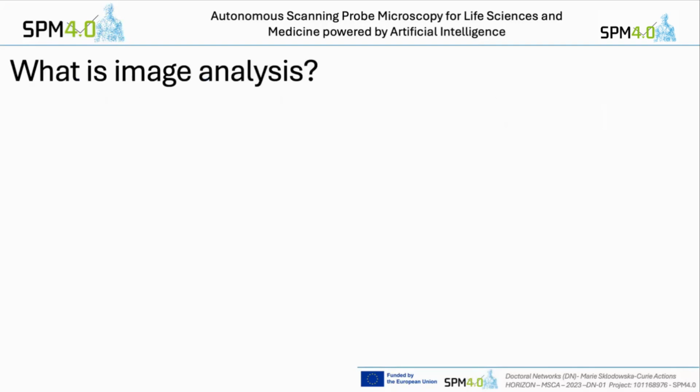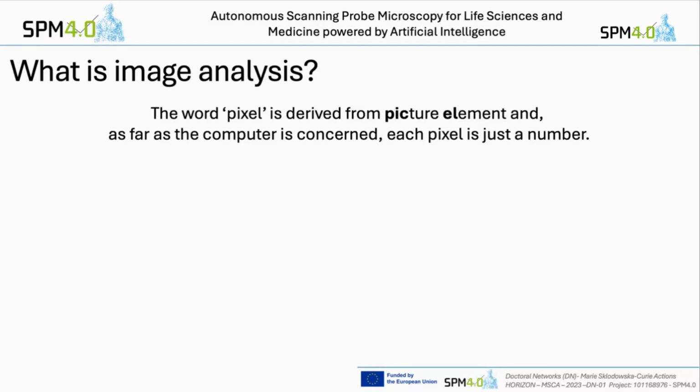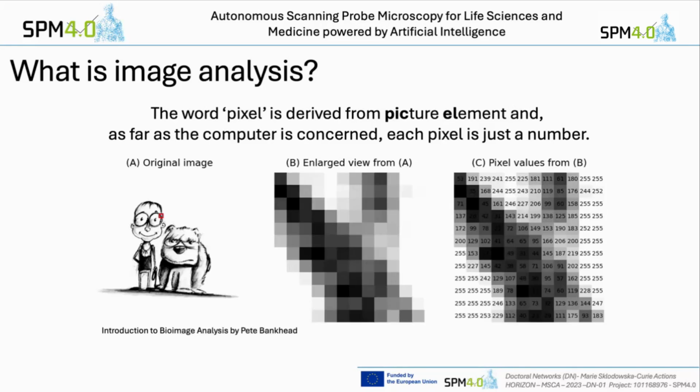So, the very broad question of what actually is image analysis? To consider, the word pixel is derived from picture elements. Each pixel in our image is just a number. In this drawing here, we see that each pixel has been assigned a value from completely white to completely black. So every single pixel within our image contains data, contains information. And in image analysis, we want to be able to extract that information.